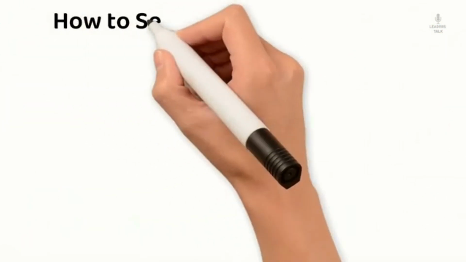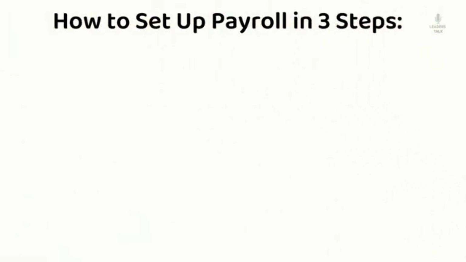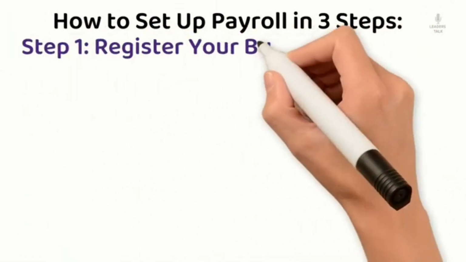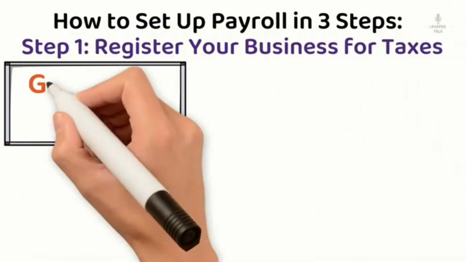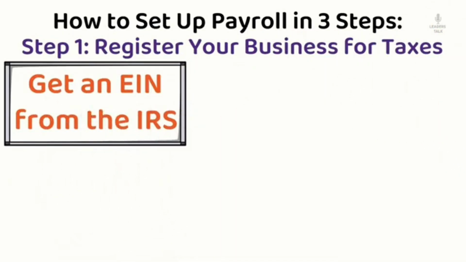So, number 2, how to set up payroll in 3 steps. Before you run payroll, you need to set it up correctly. Step 1, register your business for taxes. USA, get an EIN from the IRS.